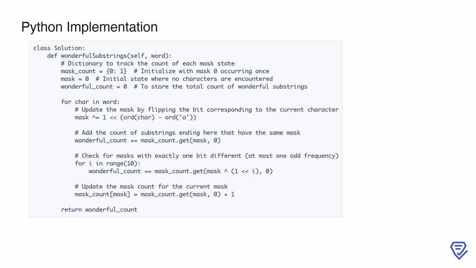Efficiency. This algorithm is highly efficient with a time complexity of O(n), where n is the length of the input string. The key optimization comes from using bit masks and a hash table to track states, avoiding the need to explicitly generate and check all substrings. This makes it suitable for large input sizes.